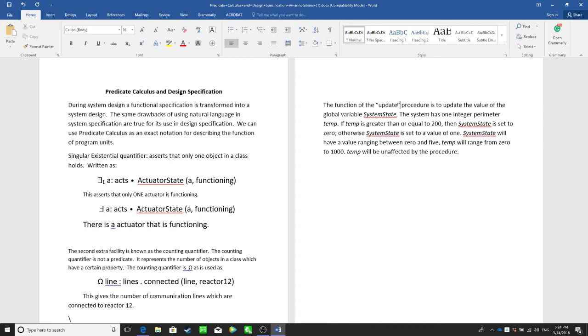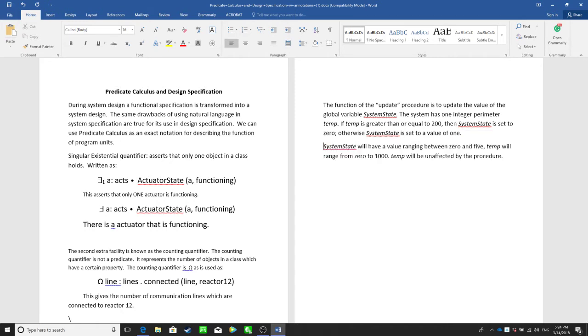Temperature will range from 0 to 1,000. So temperature will be unaffected by this procedure. This procedure updates the system state with the value of the temperature. If the temperature is 1 to 100, system state is 0. Otherwise, system state is 1. And there are some constraints there. Maybe I should separate this part here. It has some specification that gives you the restrictions on the system state, the value range of system state and the temp.